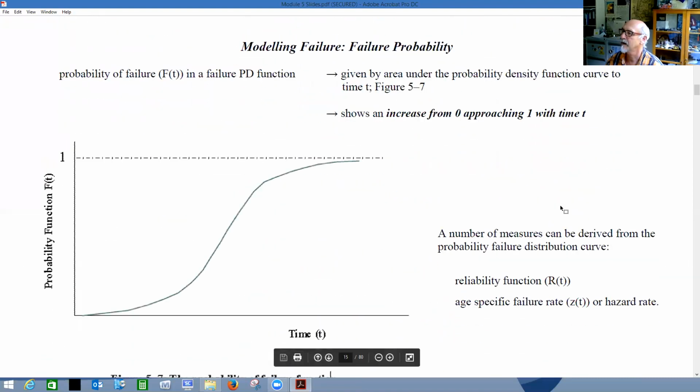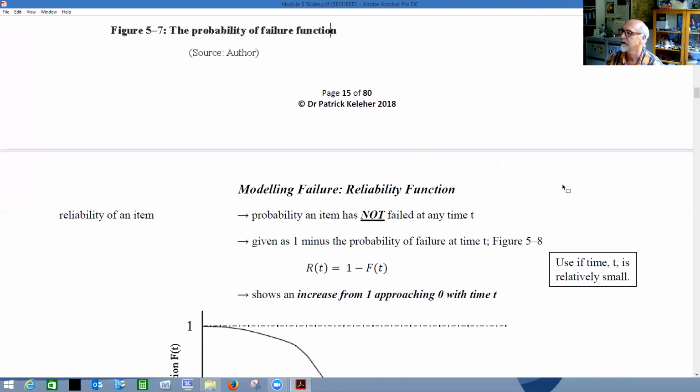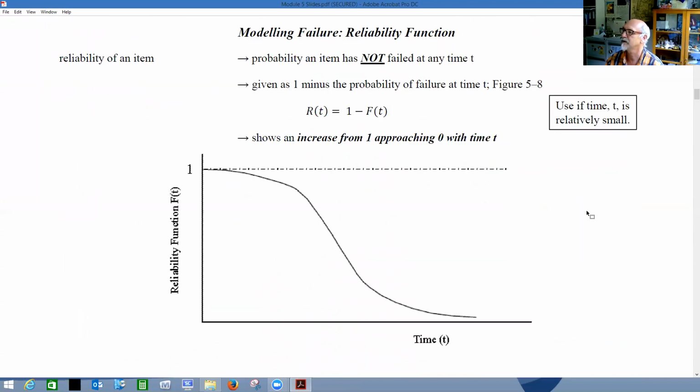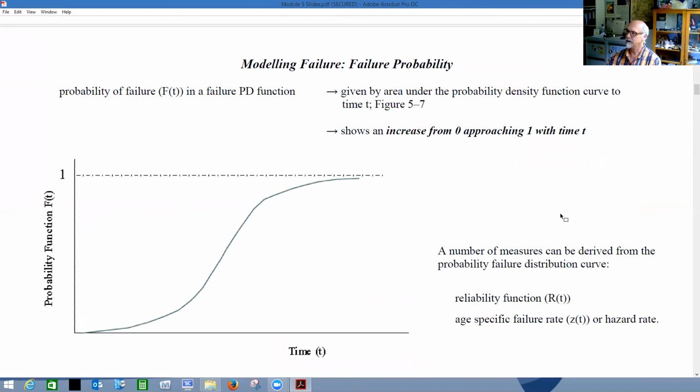All right, failure probability. Here we're given an area under the probability density curve. You can use areas, read off times. Reliability function. We go back up here first of all. And what we're seeing here is that you can plot out the failures over time, or the probability function for that particular failure.